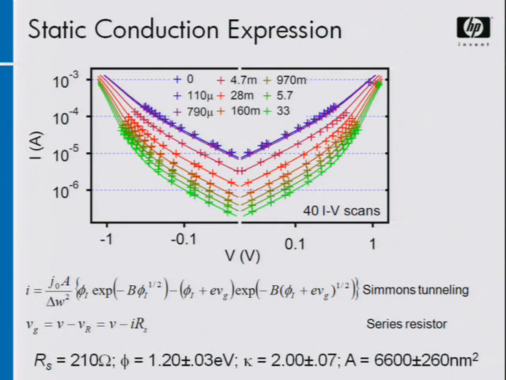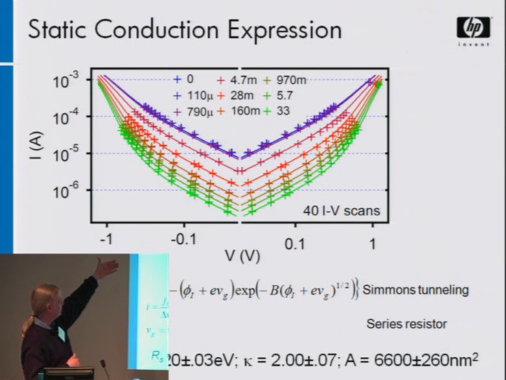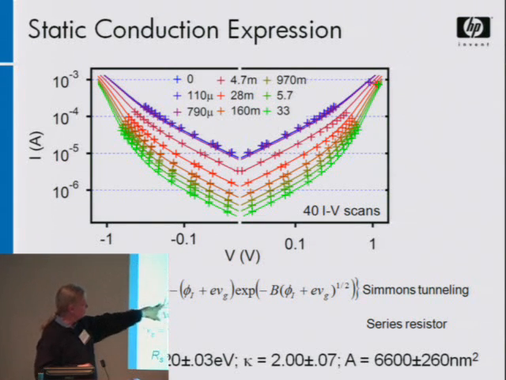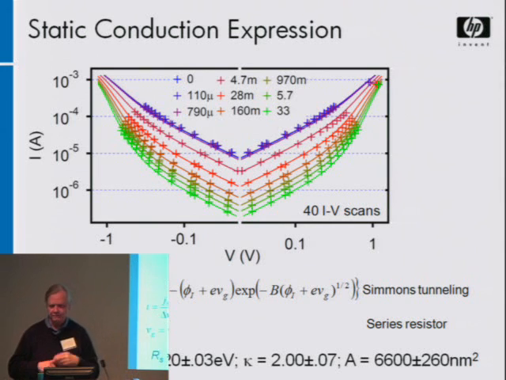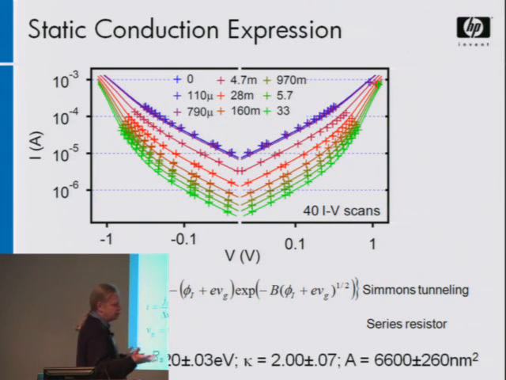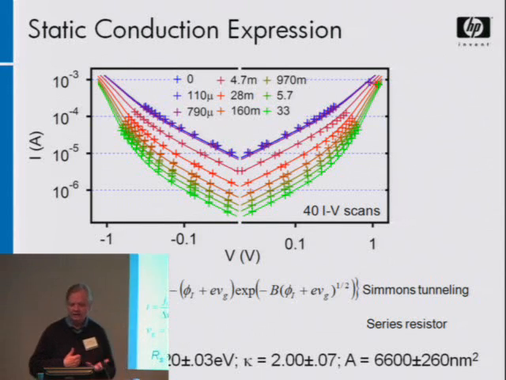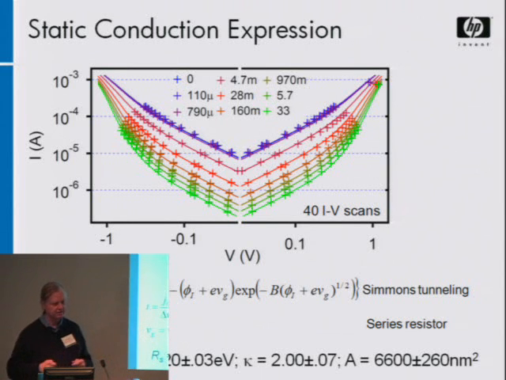Okay? So what you wind up with is a large number of current voltage characteristics. This is just a very small section of them. And what we can do with these current voltage characteristics is we can actually fit them to an appropriate conduction equation. And in our case, the appropriate conduction equation is the famous Simmons tunneling equation. It fits our data perfectly.